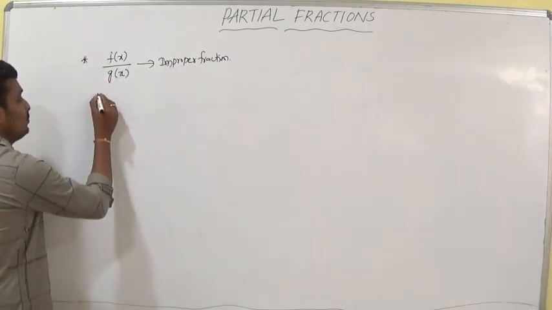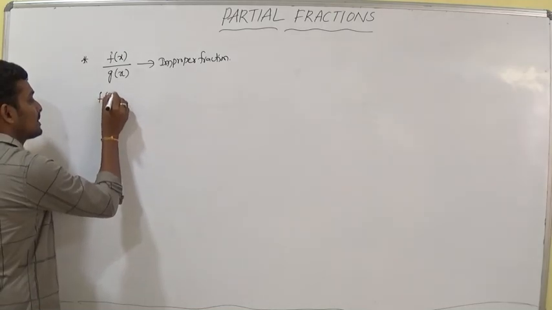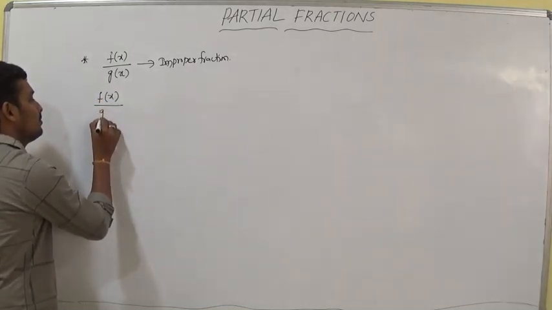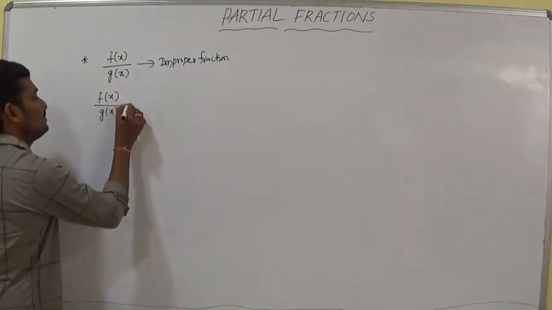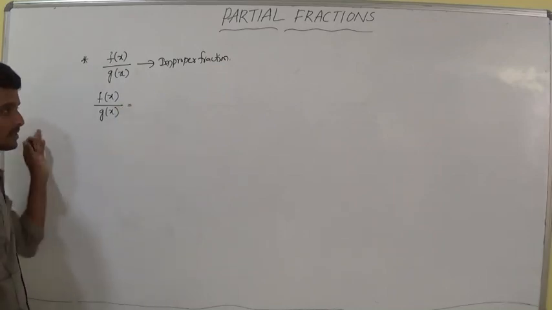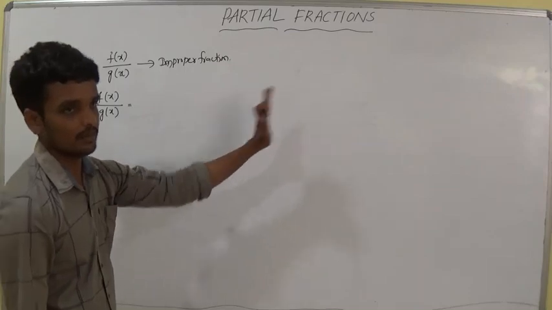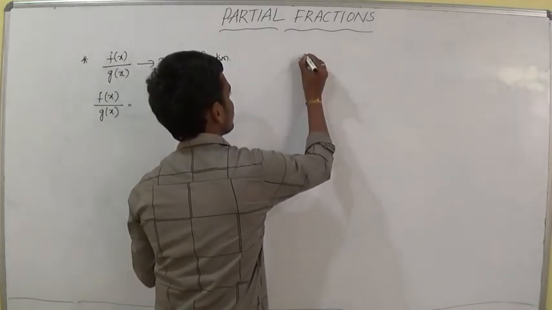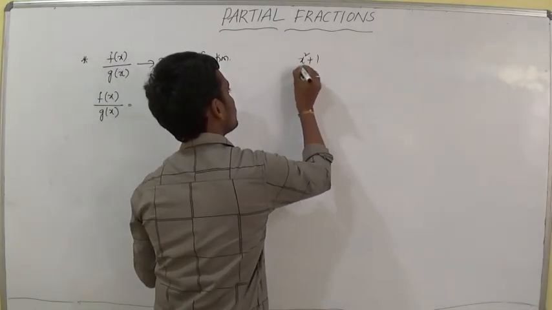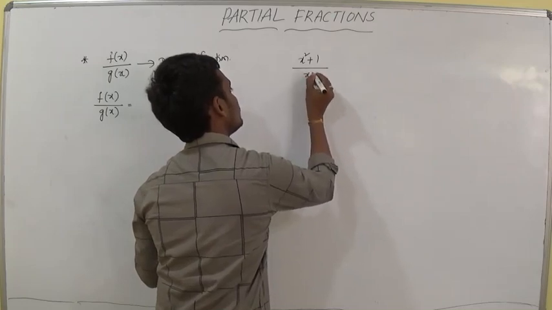That means we are writing like this: f of x by g of x is equal to. For example, I will write the formula by an example. For example, I am writing x square plus 1 by x minus 1.